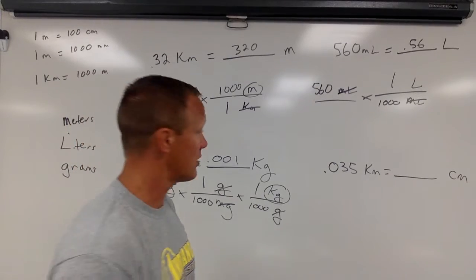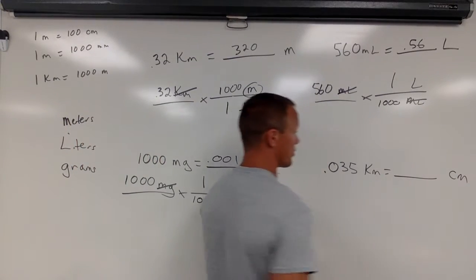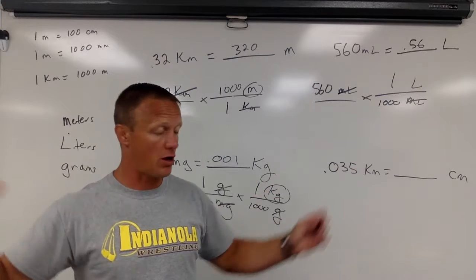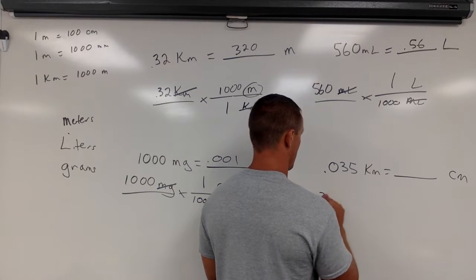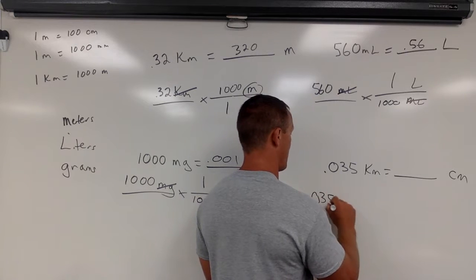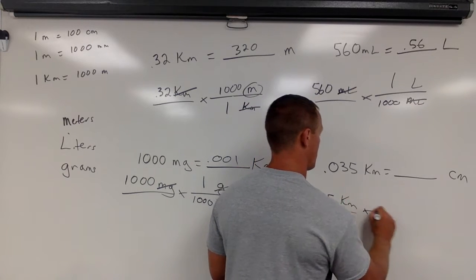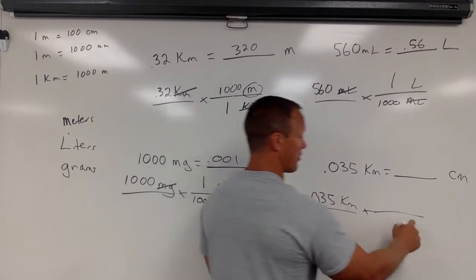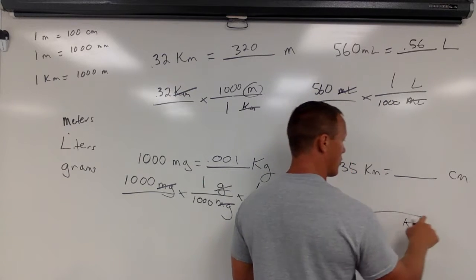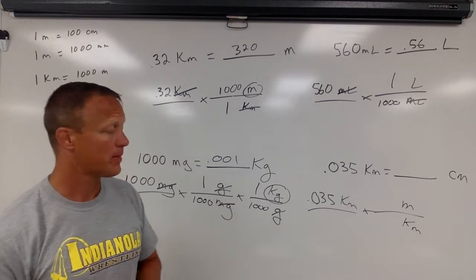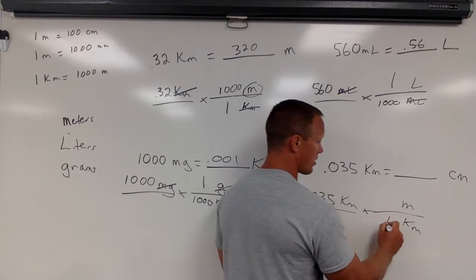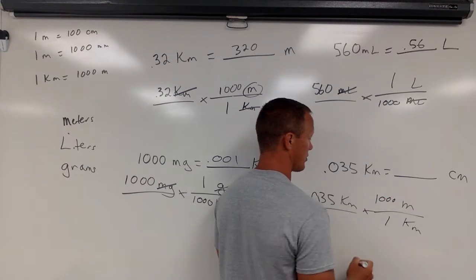Last one, we have kilometers to centimeters. So we're going from a kilometer, which is pretty long, to a centimeter, which is pretty small, so we should get a bigger answer. So we have 0.035 kilometers. Again, kilometers needs to go on the bottom. Don't go kilometers to centimeters, go to the base unit, because you should know the base unit. Every 1 kilometer contains 1,000 meters.